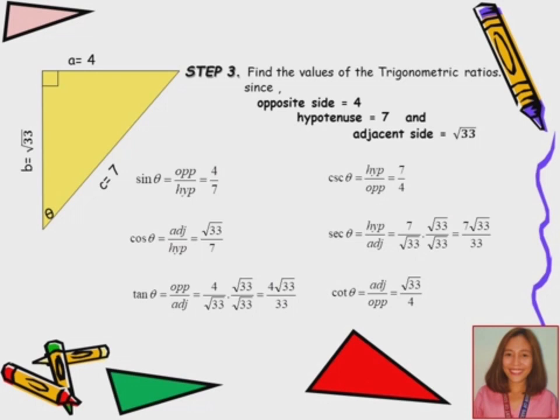So, ganun lang po kasimple mag-solve ng or magkuha ng trigonometric ratios. Kung tatandaan lamang natin yung ating abbreviation na SOHCAHTOA.